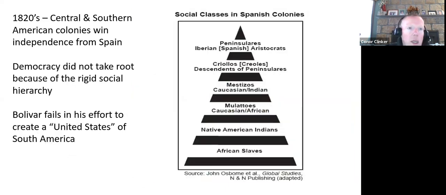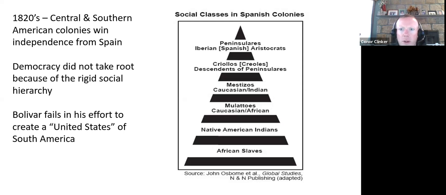Where does it stop? In terms of Central and South America, about 200 years ago, they win independence from Spain. And Brazil, of course, won independence from Portugal. Democracy did not take root in most of Central and South America. Simón Bolívar tried and failed to create an equivalent of the United States in Central and South America, a big, diverse, huge republic. And that failed because of nationalism.